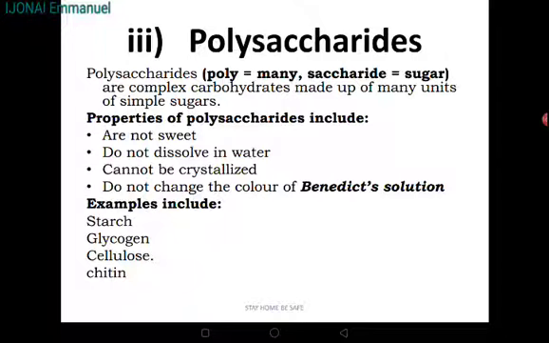They are not sweet. And then they do not dissolve in water. That's why you are capable of making posho from maize flour. I'm imagining if posho was soluble, if that starch was soluble, then it would not form that solid posho that we eat, or cassava bread that we eat. So they are not soluble in what? In water. And then they cannot be crystallized. They don't form the crystals we talked about. And then they do not change the color of Benedict solution, meaning they are not reducing sugars as well.